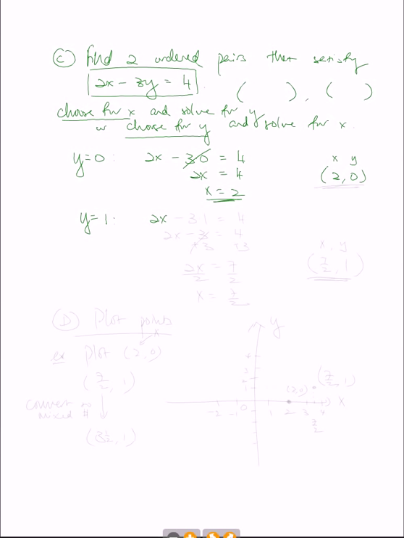So what happens is 2x minus 3 times 1 is equal to 4, right? Because this time I chose y to be 1, so 2x minus 3 is equal to 4. I'm going to add 3 to both sides. 2x is equal to 7. Divided by 2 tells me x is 7 over 2. So my pair is going to be, remember, x first and then y. So x is 7 over 2 and y is 1. So those are my two pairs.